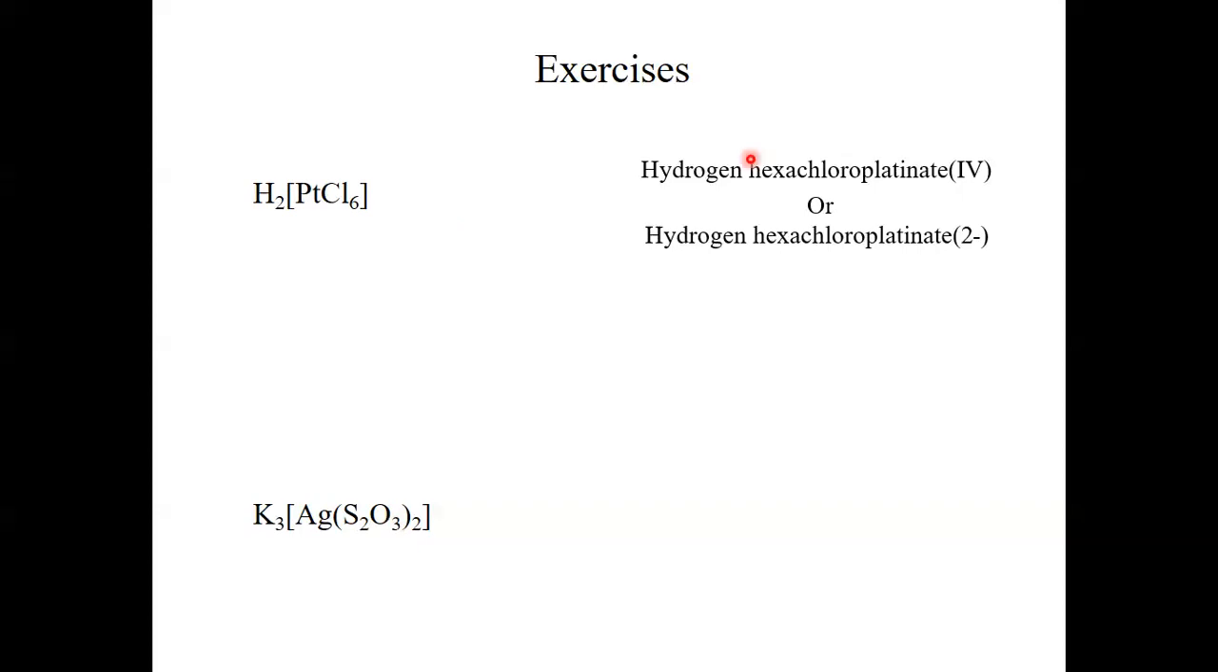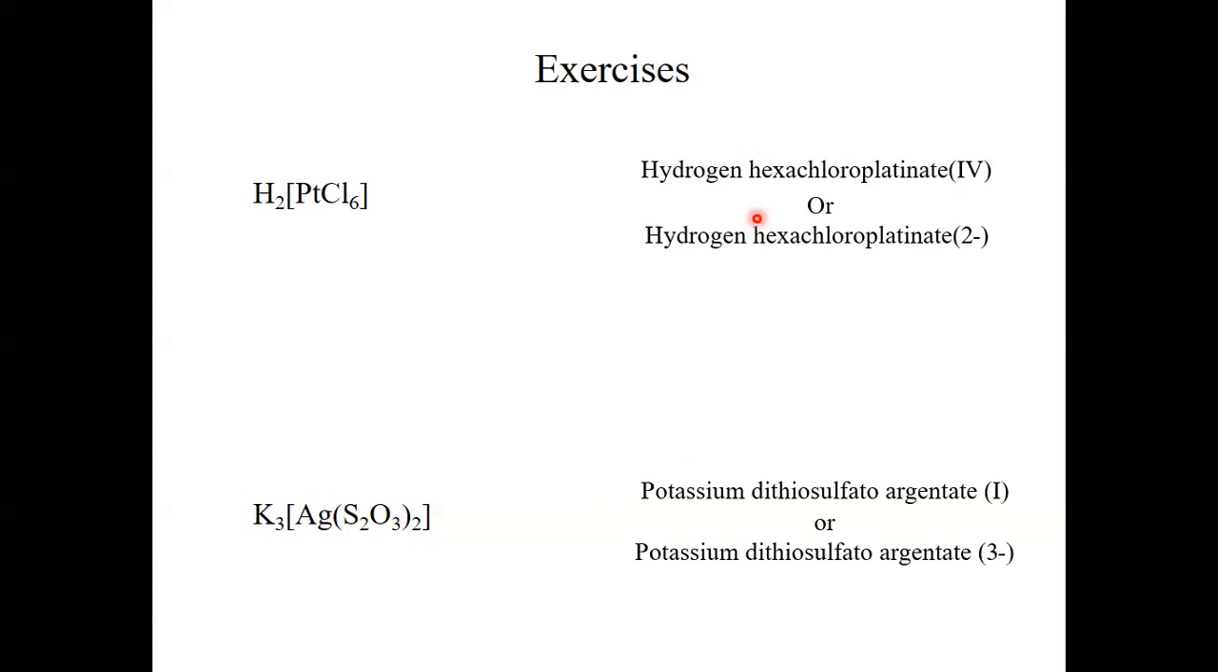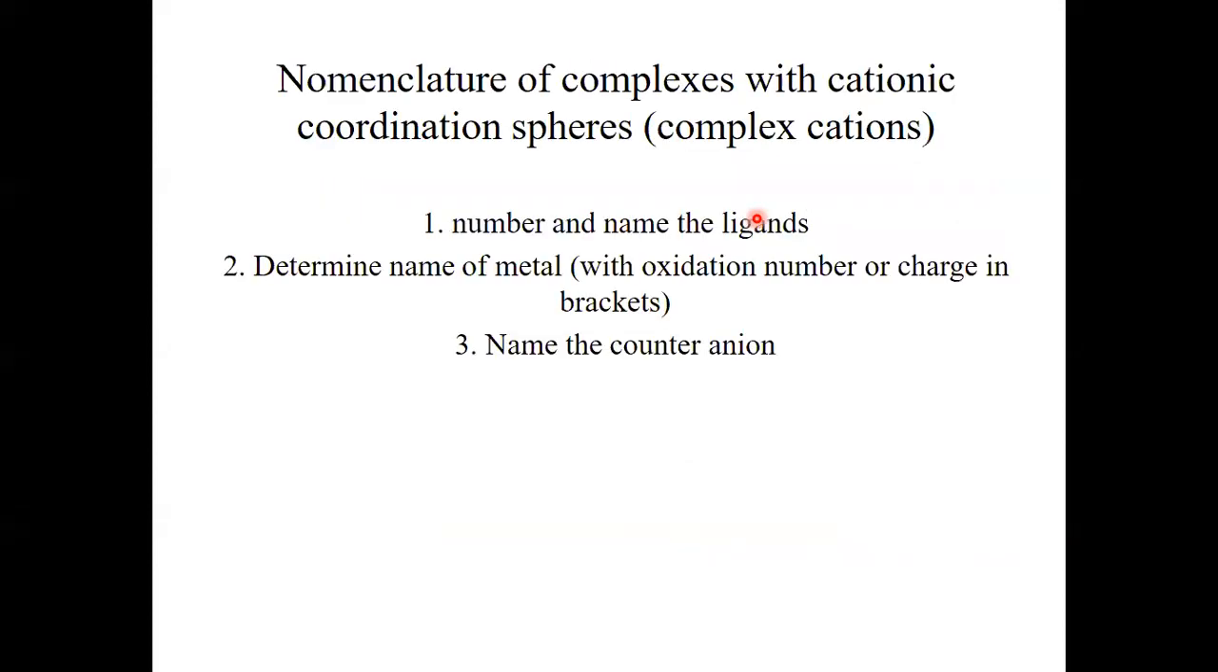All right, so therefore this is potassium dithiosulfato argentate 1 or a potassium dithiosulfato argentate 3-. Okay, then let's go to the nomenclature of complexes that have cationic coordination spheres or complex cations.